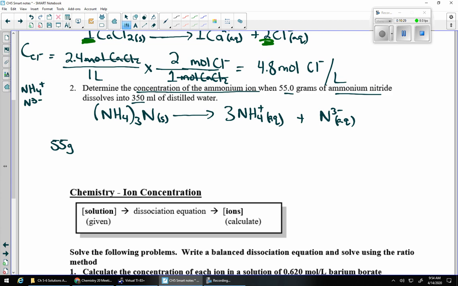Please don't be lazy with this. 55 grams of ammonium nitride, so that's (NH4)3N. Now I'm going to multiply this by something that's going to give me the moles, right? So what could I multiply this by to give me moles? Well, it's my molar mass.